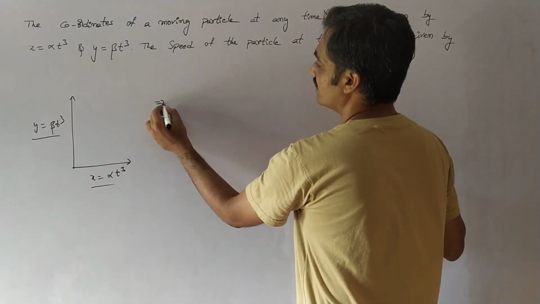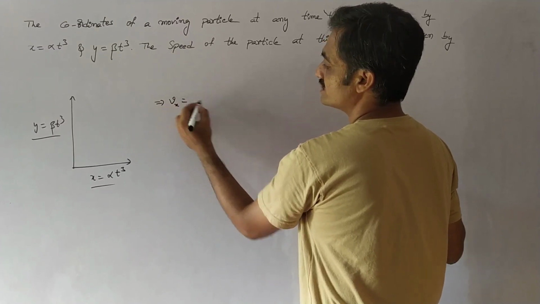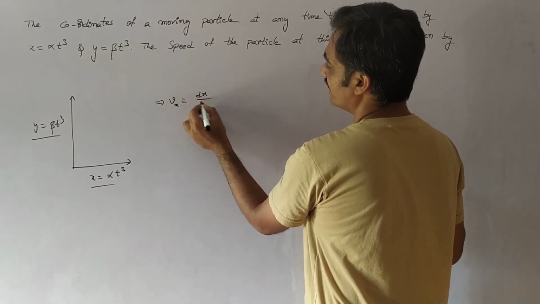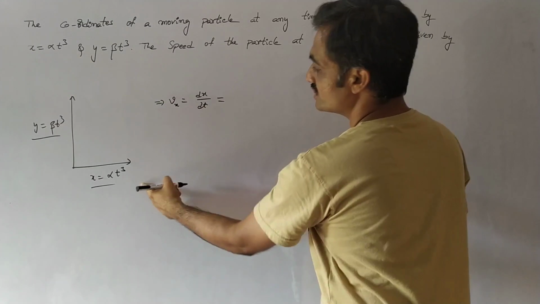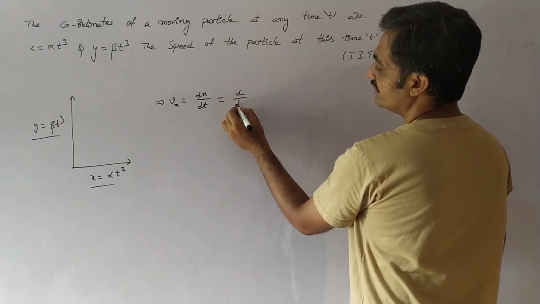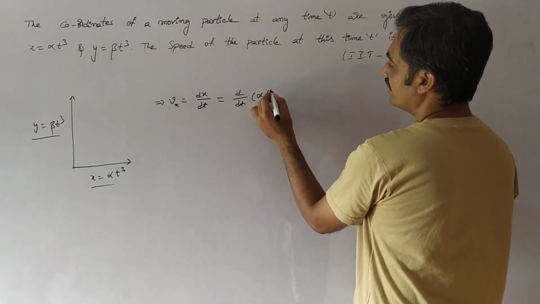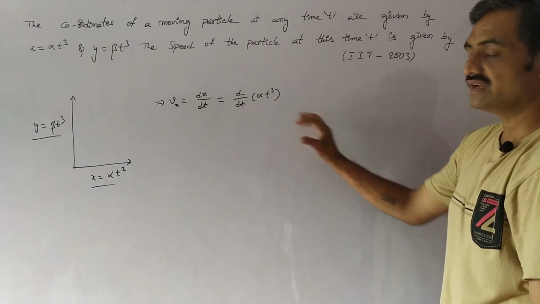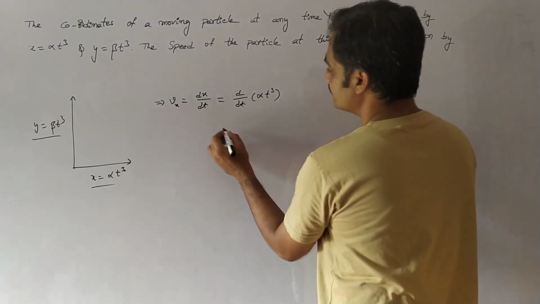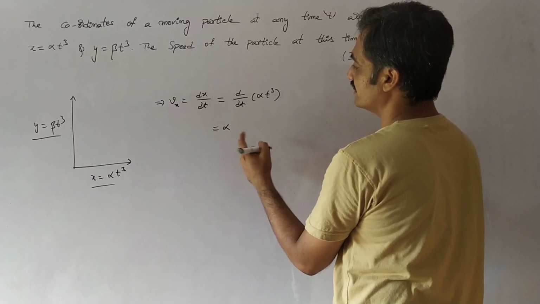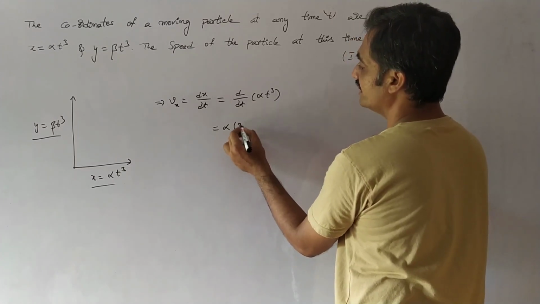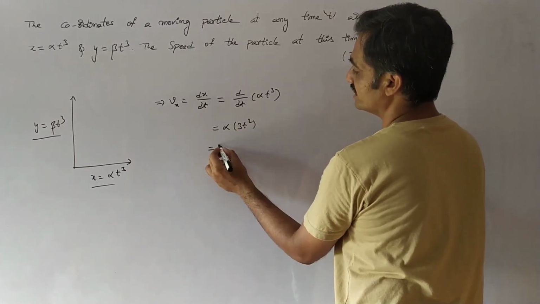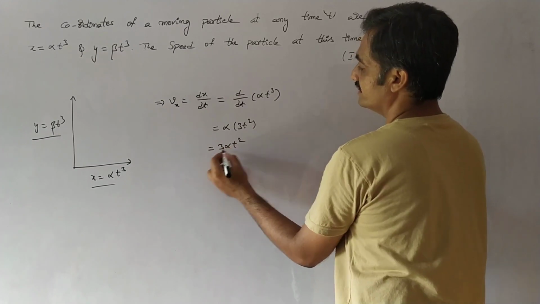Then based on that, velocity along the x axis is equal to dx by dt, which equals d by dt of alpha t cube. As we differentiate this equation, alpha is constant, so we can write it separately. Then we have 3 into t square. So the equation is 3 alpha t square.